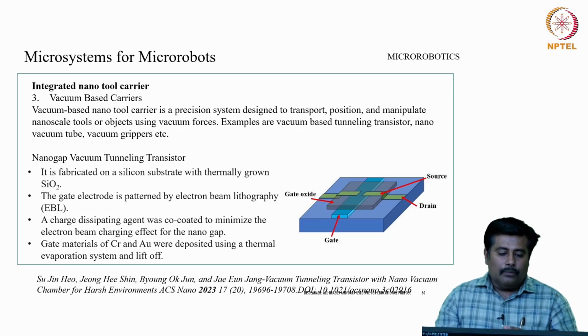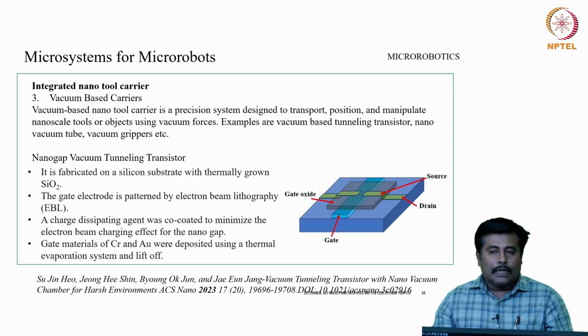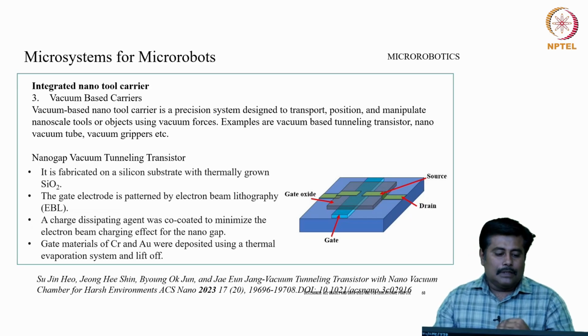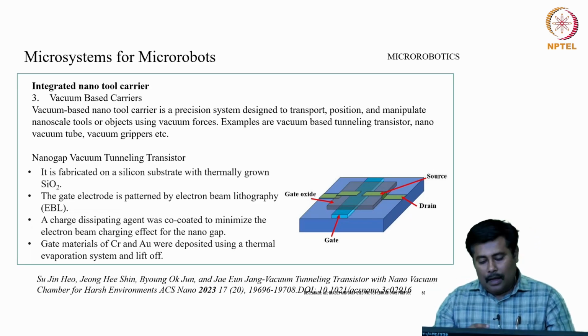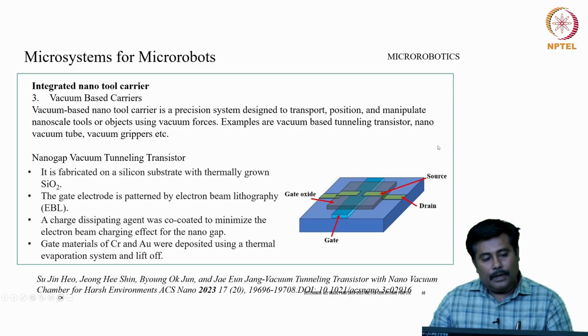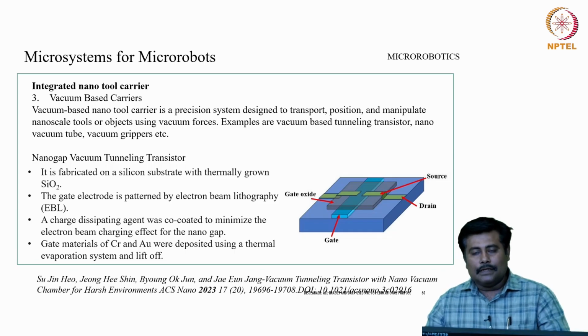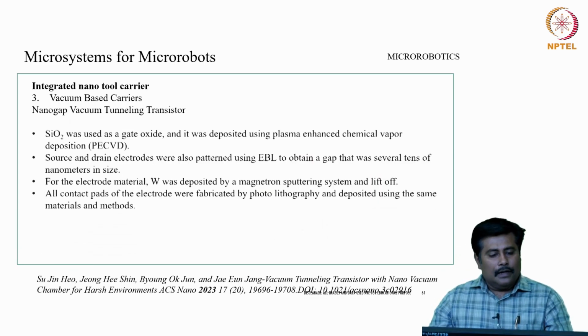A nano gap vacuum tunneling transistor is fabricated on a silicon substrate with thermally grown SiO2. The gate electrode is patterned by electron beam lithography, which is very precise. A charge dissipating agent was coated to minimize the electron beam charging effect for the nano gap. The gate materials Cr and Au are deposited using a thermal evaporation system and using lift off. In fact, related to lift off we had discussed a lot. We have also discussed micro 3D printing technology, which is considered one of the key aspects in fabricating such vacuum based systems which have potential application towards nano tool carrier related applications.